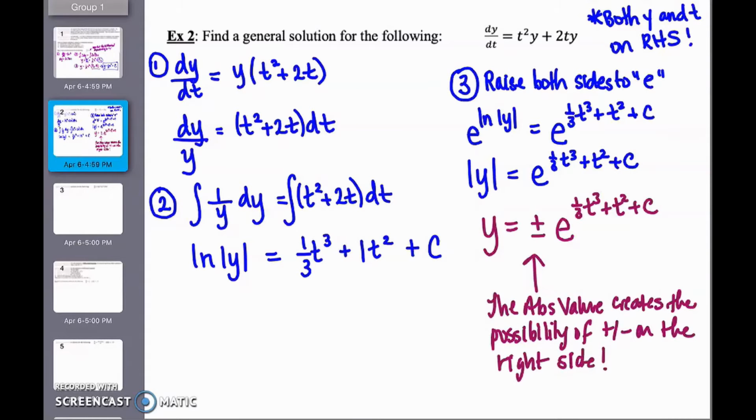Now, if we had an initial condition and we were able to solve for our c value, we would know whether we should be choosing the positive or negative, and we will get to that in the second half of our notes today.